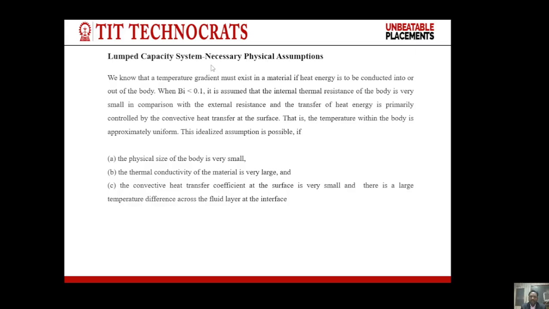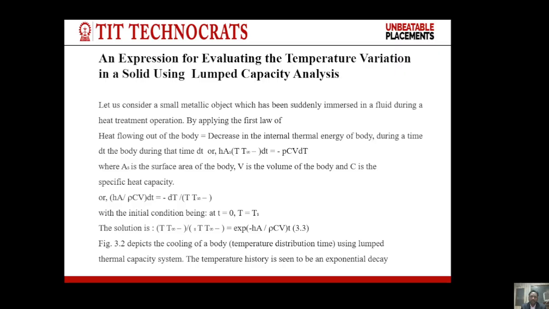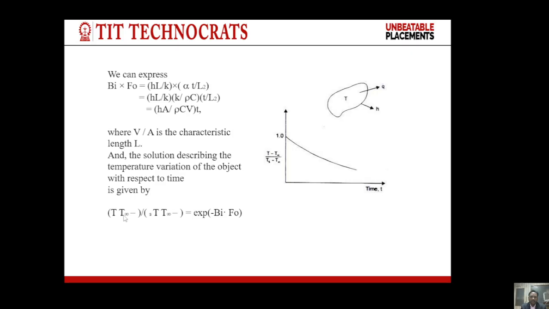The lumped capacity system necessary physical assumptions are these: the physical size of the body is very small, the thermal conductivity of the material is very large, and the convective heat transfer coefficient at the surface is very small. These are the assumptions for the lumped heat capacity analysis. And the expression for the lumped capacity analysis is given by this. By applying the energy balance, we finally get the formula of the temperature profile: T minus T infinity upon Ti minus T infinity equals exponential of minus Biot number times Fourier number. This is the exponential temperature drop in a cooling body.